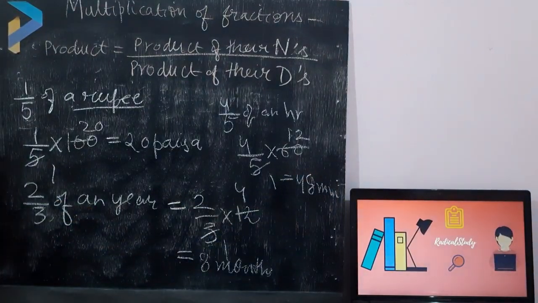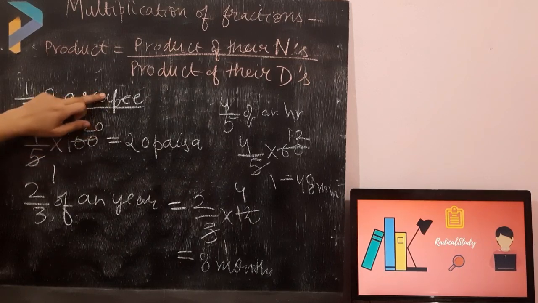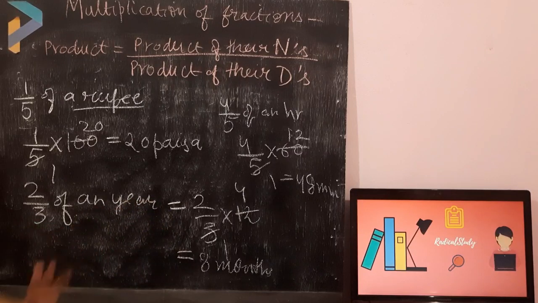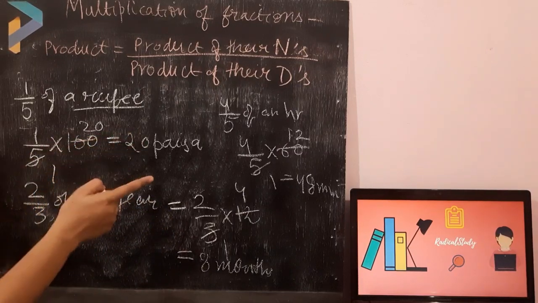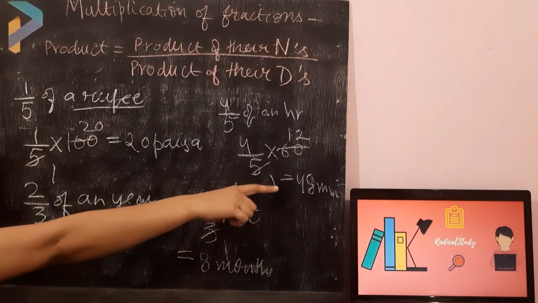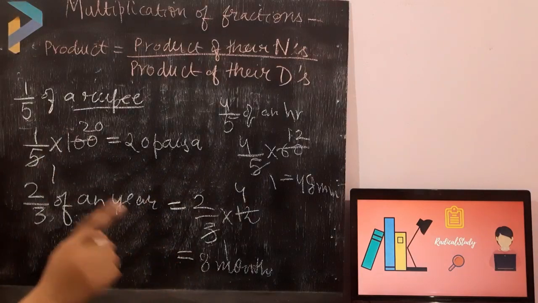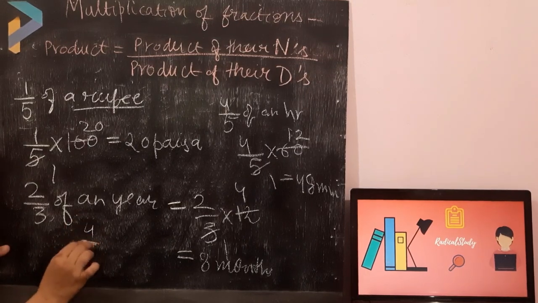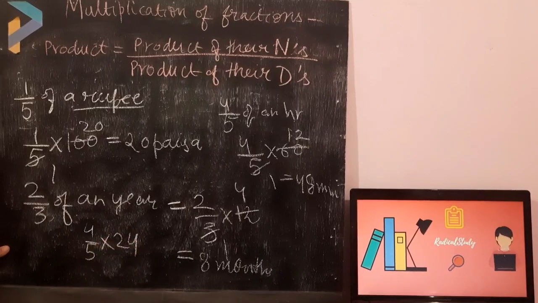Okay students. So whatever the value is given over here, if it is rupee, you will convert it into paise. If it is a year, you have to write in the form of months. If it is an hour, you will write in the form of minutes. If it is a day, you will write in the form of hours. If it is written like 4 by 5 of a day, then what you have to do? You have to convert it into hours. So 4 by 5 into 24. You have to solve like this.